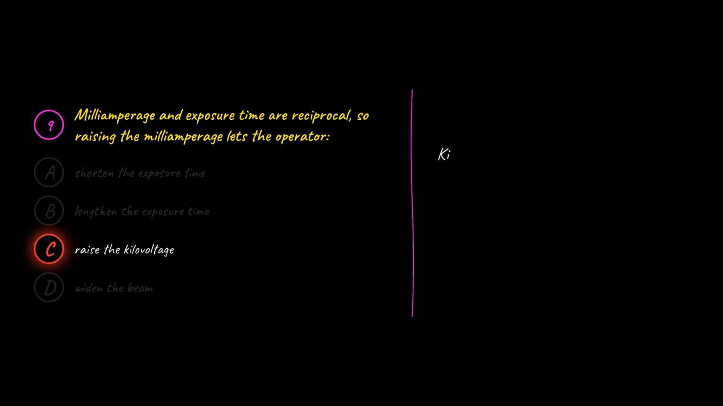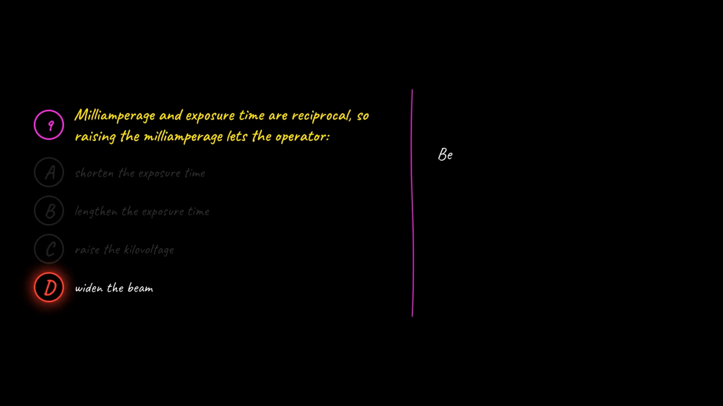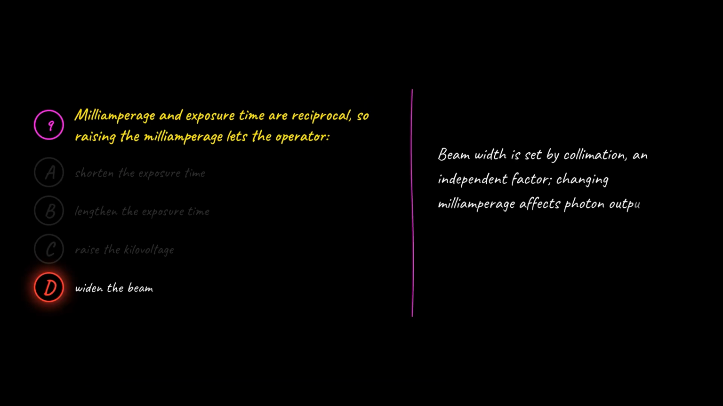C is wrong because kilovoltage is a separate factor that controls contrast and beam energy. It is not adjusted automatically by the reciprocal trade between milliamperage and time. D is wrong because beam width is set by collimation, an independent factor. Changing milliamperage affects photon output, not how wide the beam is shaped at the patient.